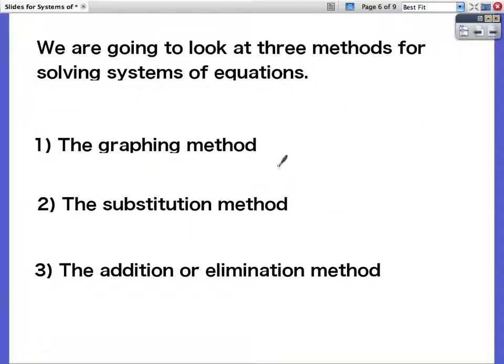Okay, like I said, this is an introduction, so quick recap: a solution for a system is where the lines intersect, or a point at which makes both equations true. We're going to look at 3 methods for solving these. We're going to look at the graphing method, which we've kind of touched on already today, the substitution method, which we haven't done much of at all, and the addition and elimination method, which we haven't touched on at all. And so there are going to be 3 more short videos giving you one example for each, and I hope you find this helpful.